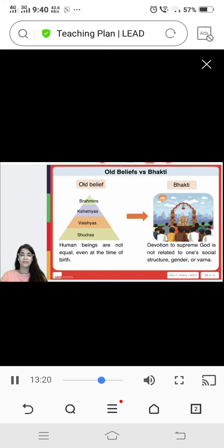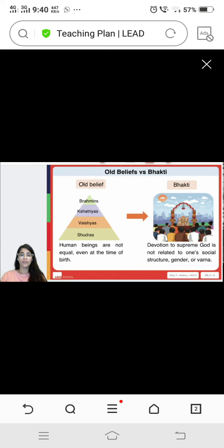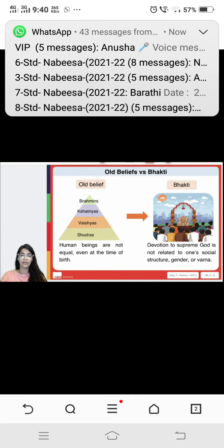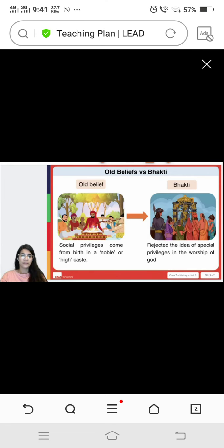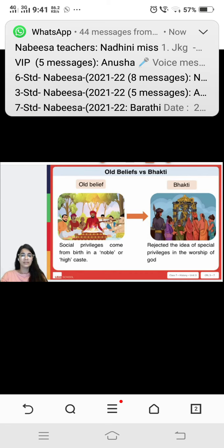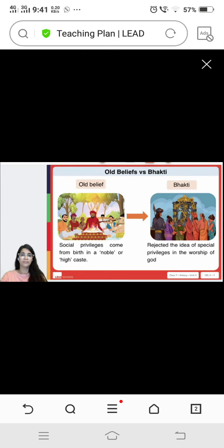But Bhakti said that devotion to Supreme God is not related to one's social structure, gender, or varna. The old belief said that social privileges come from birth in a noble or high caste. But Bhakti rejected the idea of special privileges in the worship of God.